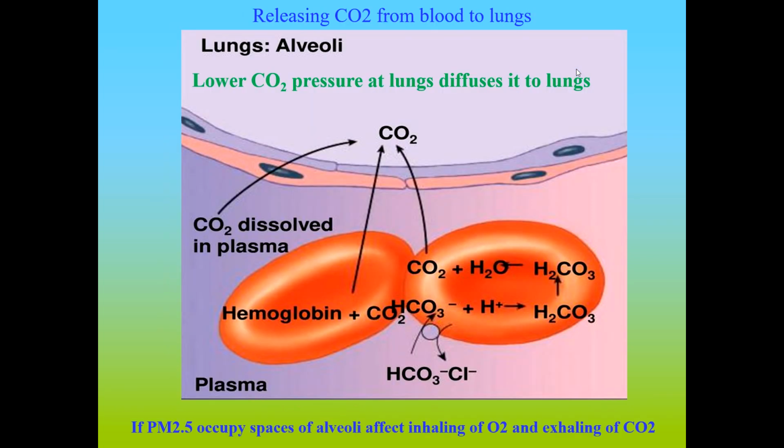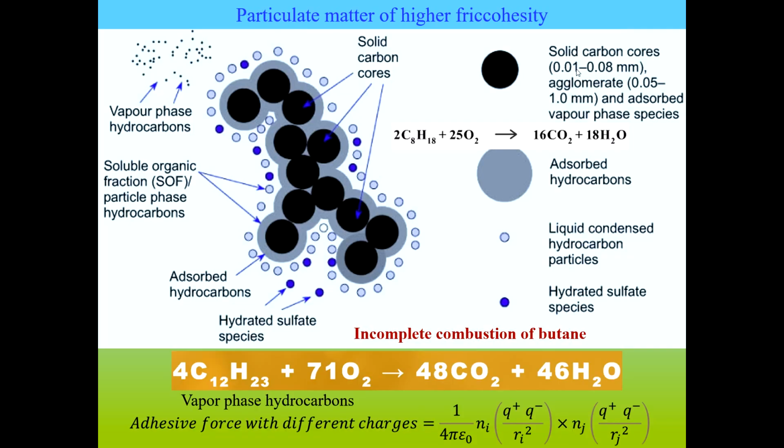Same thing, this CO2 goes back, and this oxygen goes to the alveoli, as I told you, and is circulated. Now another important point: carbon soot and PM, they adhere. If they are added in large numbers, with cohesive forces, then there's no issue, for PM more than 10. But if it is slightly less, then it can enter the respiratory tract and go to the lungs.